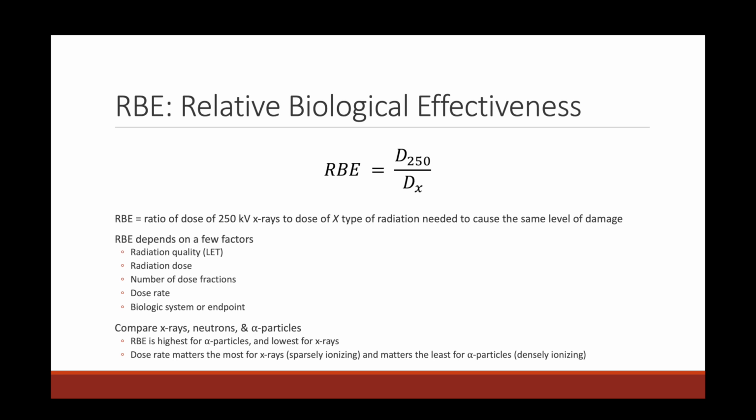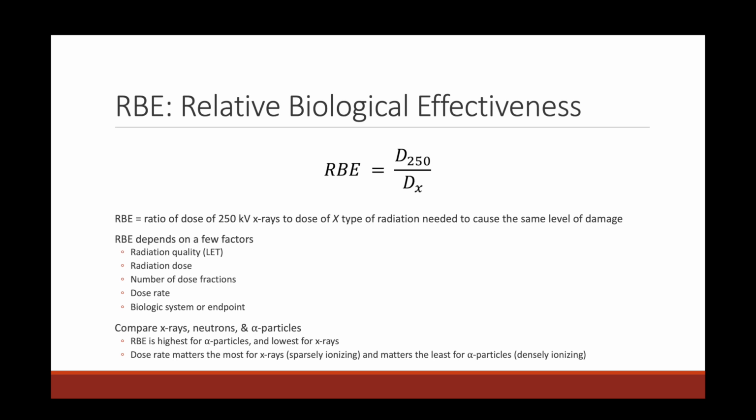So RBE really is what we intuitively think about, which is how potent is the radiation? How damaging is the radiation? And then the way that we define it in a universal way is by saying, well, how much dose of 250 kV X-rays would we need to cause the same amount of damage as caused by any other type of radiation at any other dose? So when you think about RBE, think about what you're treating, what type of radiation you're using, and what type of dose you're using, and ask yourself, what is the dose of 250 kV X-rays that I would need to cause the same level of damage? And if that number is high, if you think you would need a higher number of 250 kV X-rays to cause the same level of damage, then your RBE is going to be higher as well.